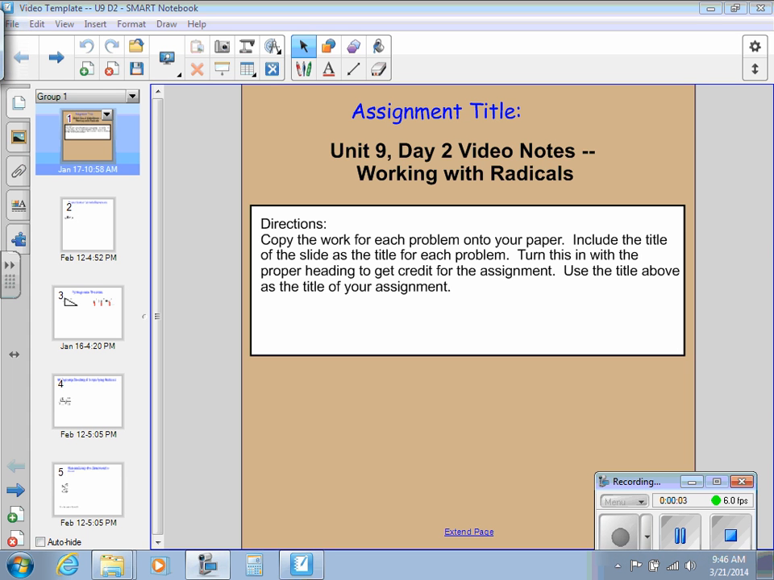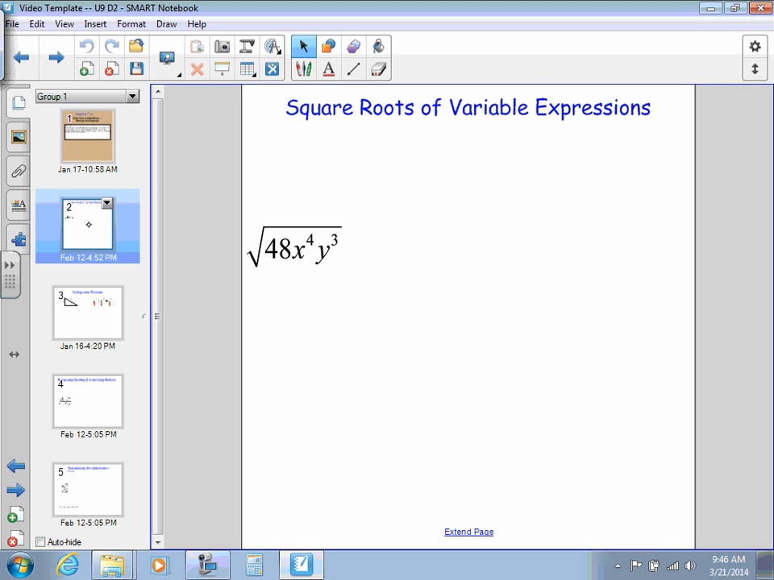Unit 9, Day 2 video notes, working with radicals. Okay, so now finding the square root when we have not just a number, but variables and exponents inside. Let's start off first dealing with the number. And so we'll go ahead and do a factor tree.